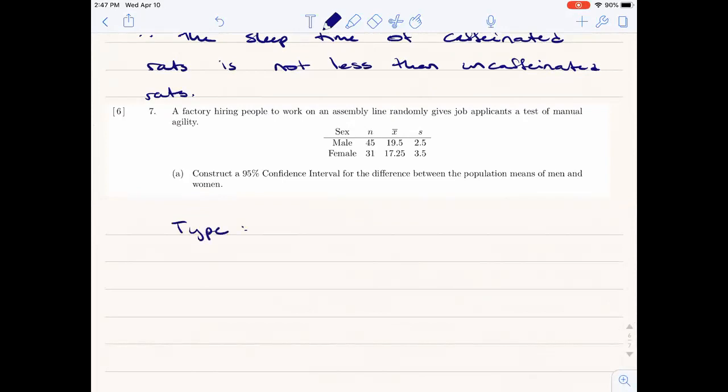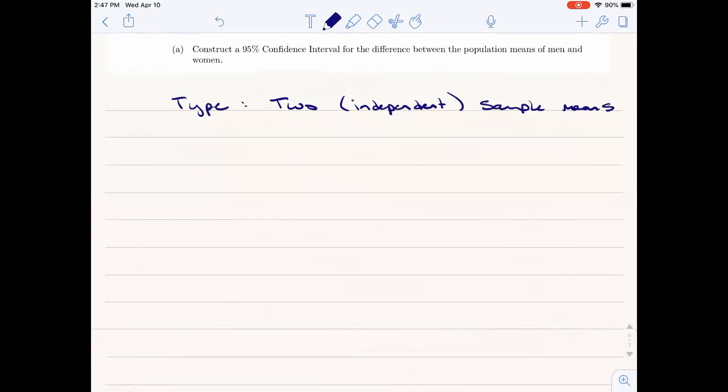So for the type here, we've got a sample of males, a sample of females. We're given the means and the standard deviations of both groups, right? So now we have two, and then I'll put in brackets, independent sample means. So two independent, two sample means. I like to throw independent in there just to emphasize that these two groups have nothing to do with each other, right? The means are just being compared.